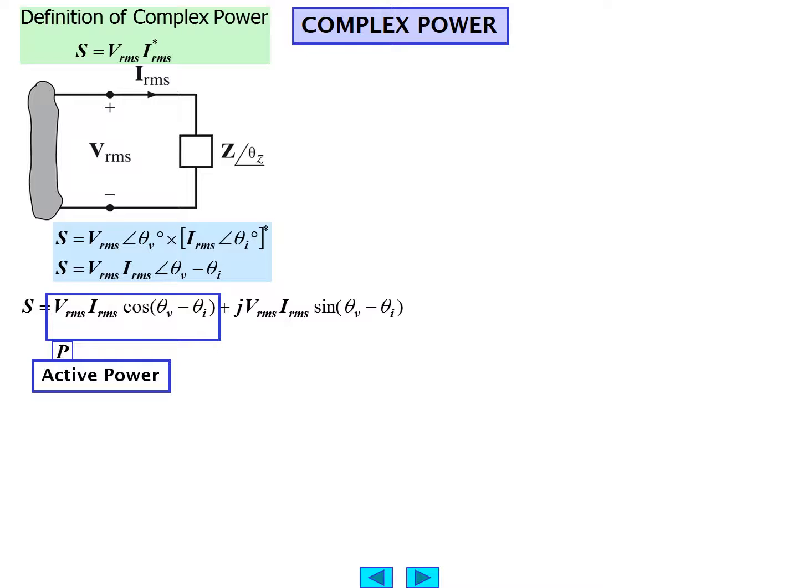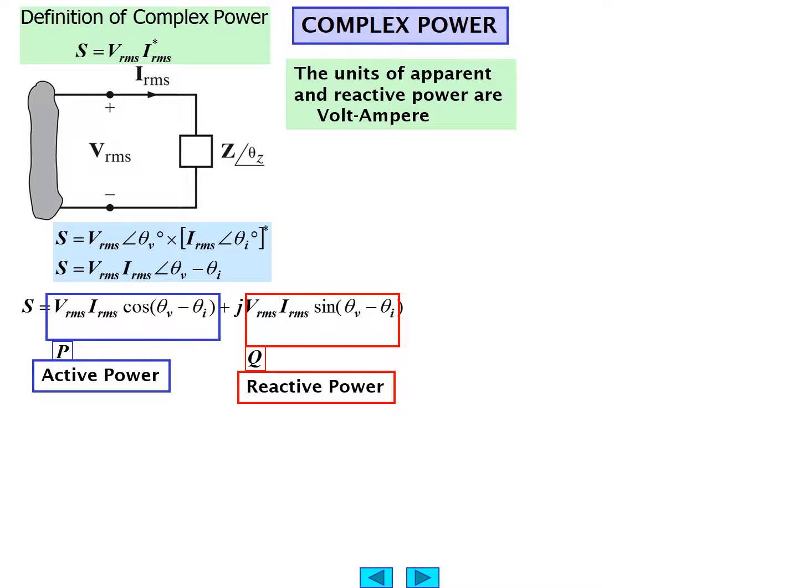We'll call the first component, VRMS IRMS cosine of theta V minus theta I, the active power because we've already identified it as the power P. And we'll call the second term, the complex part, Q, the reactive power. So if you will, S is equal to P plus jQ, the active power plus the reactive power.